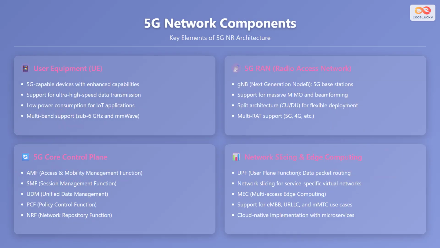Here are the key components of the 5G network architecture. First is the user equipment or UE, which consists of the 5G-capable devices with enhanced capabilities. It supports ultra-high-speed data transmission, has low power consumption for IoT applications, and supports multi-band operations in both sub-6 GHz and millimeter wave frequencies. Next is the 5G Radio Access Network or 5G RAN, which features the gNB, or next-generation Node B, which are the 5G base stations.